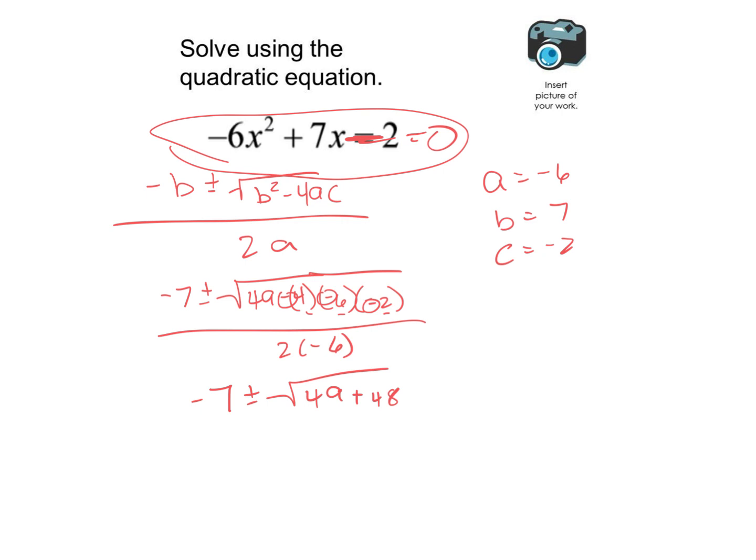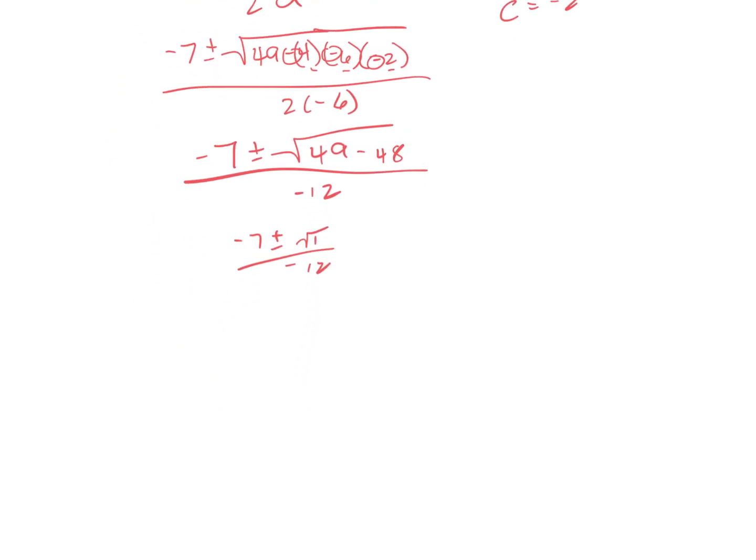Did I say that's going to be a positive? That's going to be a negative. A negative times a negative times a negative is a negative. All of that over -12. Okay, -7 plus or minus square root 1, all of that over -12. Quite a coincidence that both of those have square root of 1.